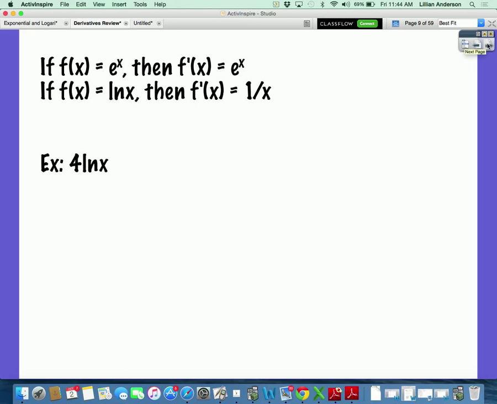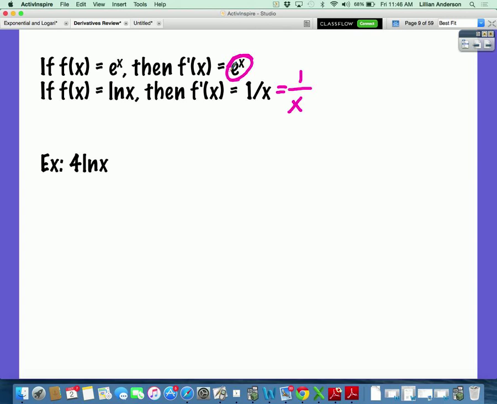All right, here we go. The derivative of e to the x is just e to the x. And the derivative of ln of x is 1 over x. Okay, so these are just 2 that you should just know.